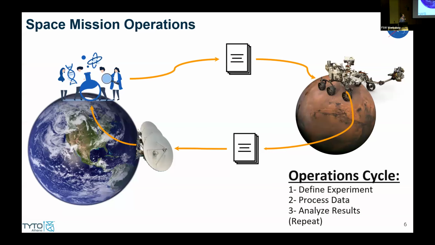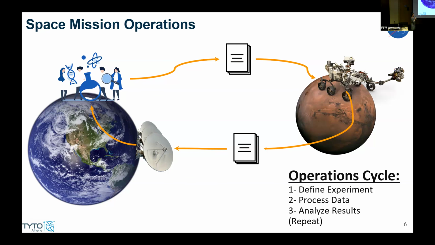So I think we all know that space is hard and we have a lot of challenges. And mission operations is one of the problems we have. So for Mars and for other planetary targets, it's kind of easy, and we have these operation cycles where we define the experiment, we give the homework to the rover, to the instrument. The mission is doing the homework, and then we send all the data back to Earth, and the awesome scientists look at the data, process the data, and decide what to do next. And we repeat this over and over again.